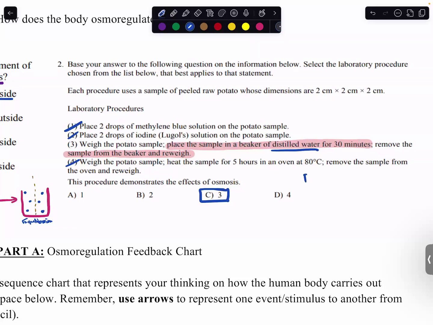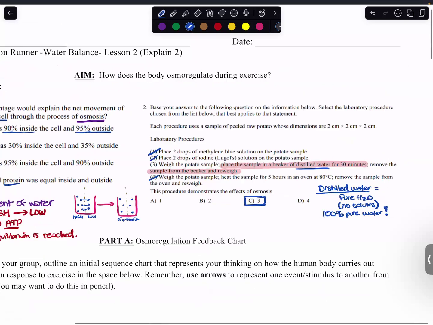All right, and let's just get some small notes. Distilled water is pure H2O, right? There are no solutes in that water. It's distilled. That means that it's 100% pure water. There are no solutes, there are no minerals, none of that stuff. It's 100% just pure pH level 7 water. That's what distilled water is.